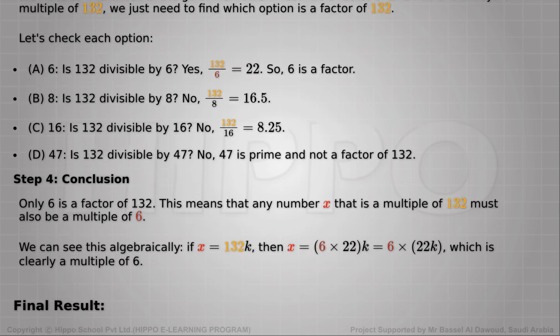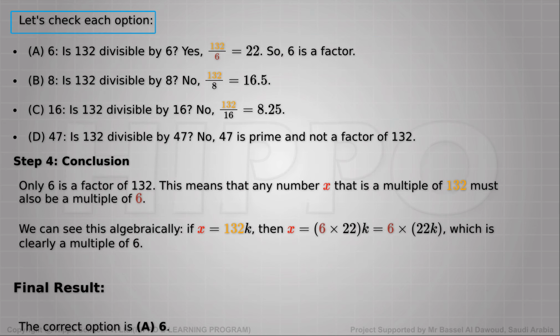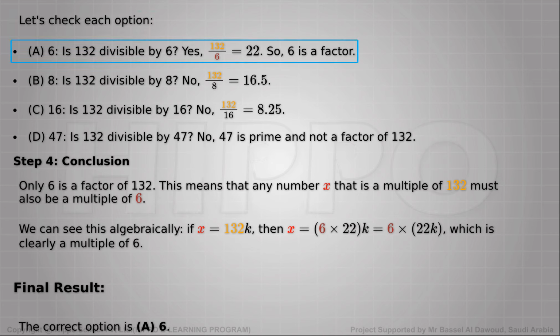Let's start with option A, the number 6. We ask ourselves, is 132 divisible by 6? A quick calculation shows that 132 divided by 6 is 22. Since we get a whole number, the answer is yes. So 6 is a factor of 132. This looks like our answer, but let's be thorough and check the others.